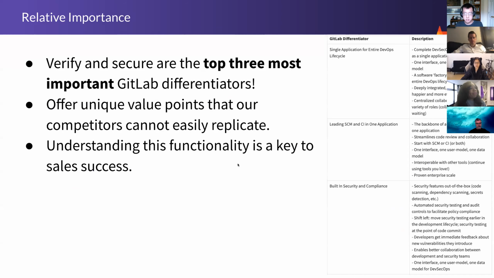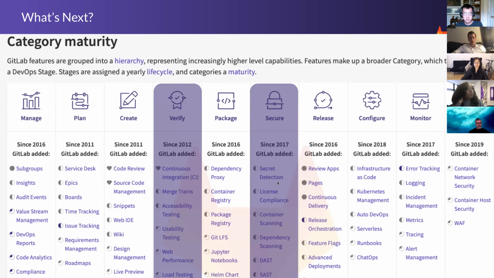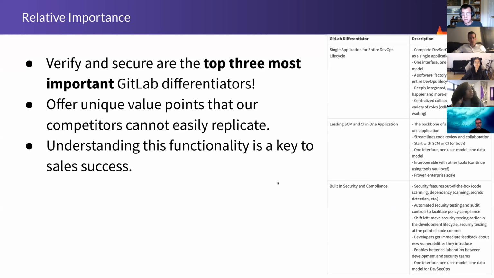All right, this is something that I think is really important for us to understand. Yes, it is absolutely true that we have 10 product stages, but for command of the message, the top 3 things on the actual sheet all have to do with verify and secure. It really is intrinsic to our value proposition. So yes, one tool for the entire DevOps lifecycle, that is true, but in actuality, people really only care mostly about 4 of these product stages.